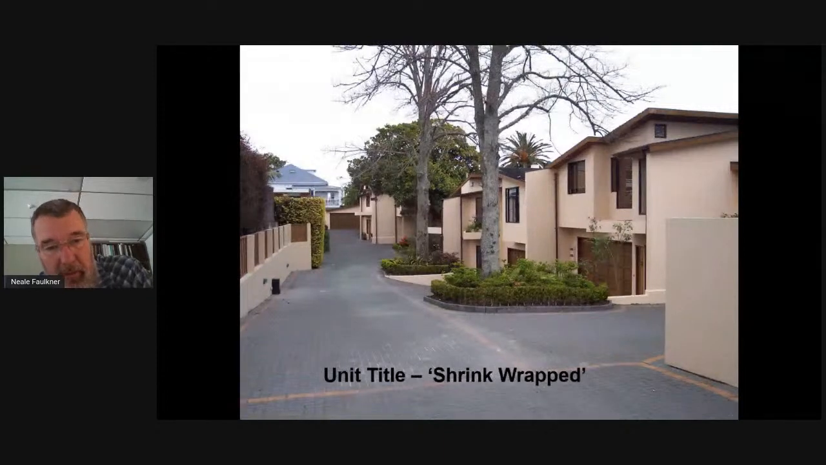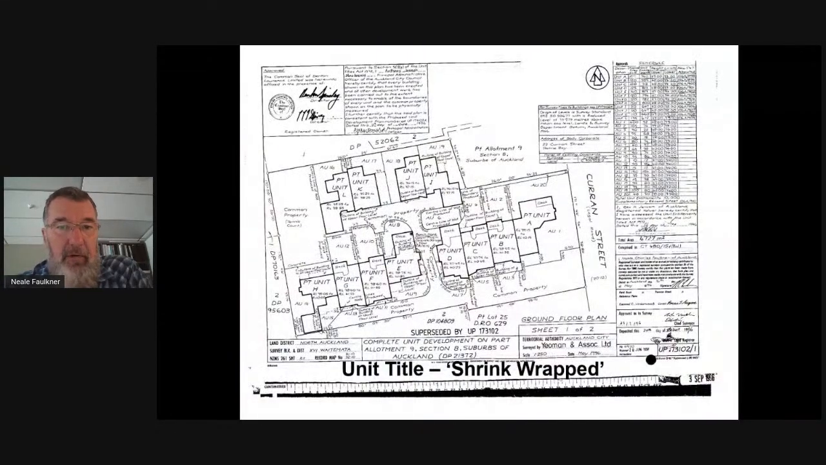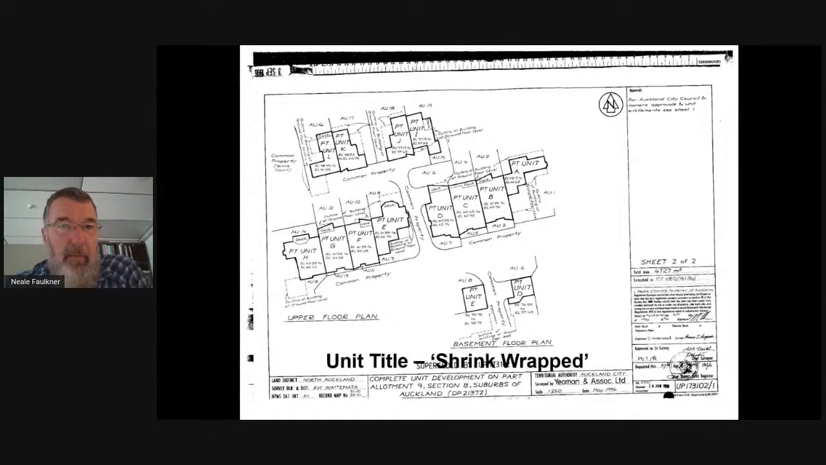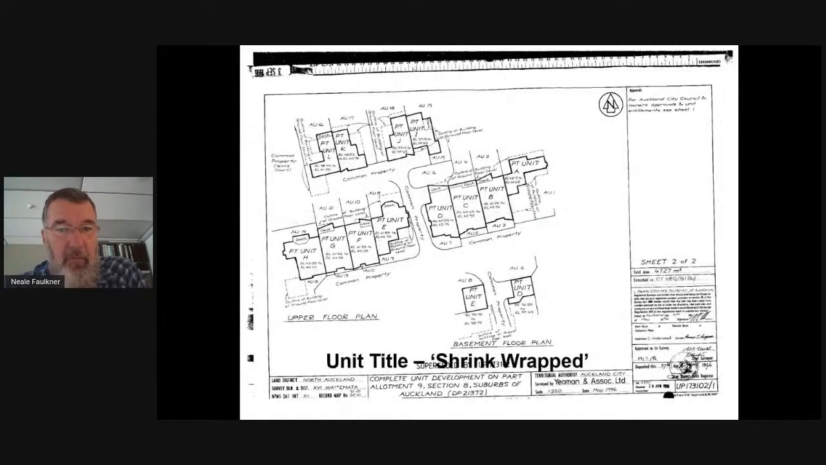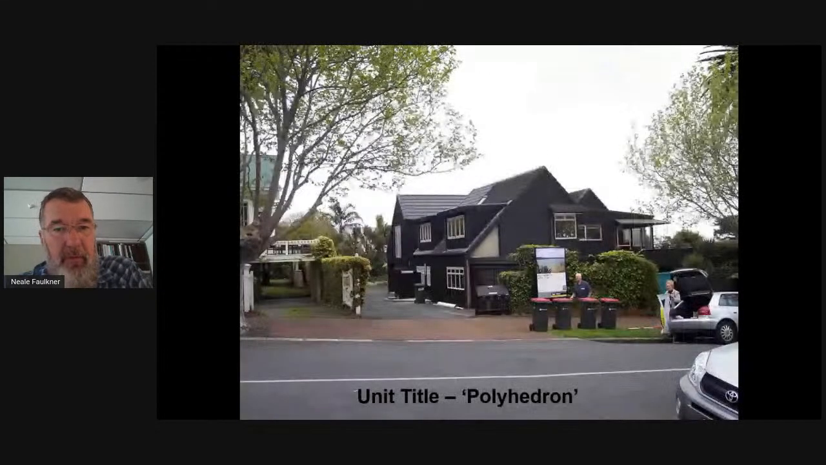So in a unit title development, in terms of your boundaries, you can shrink wrap them. The example that I showed you earlier is exactly this situation here. Driveway coming down, units on the right-hand side. Units are shrink wrapped around the actual buildings and structures. That's one way of doing it. This is just an example of the upper floor because it changes between the floors. The lower floor is a different shape than the upper floor, but nevertheless, the unit boundaries are shrink wrapped around the physical units themselves. The other option for your unit boundaries is the polyhedron approach, as I call it.